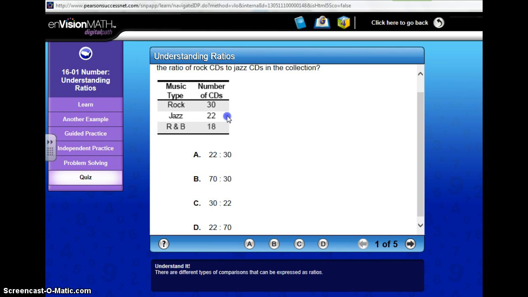Rock to jazz. Now, bonus. Give me the simplified ratio of that same thing. So it's 30 to 22. Simplify it. Reduce it. We learned this a long time ago in 5th grade. What could we divide both of those by, Cole? 2. Oh, I gotta see. I couldn't read it. Okay, and you would get? 15 to 11. That's right.